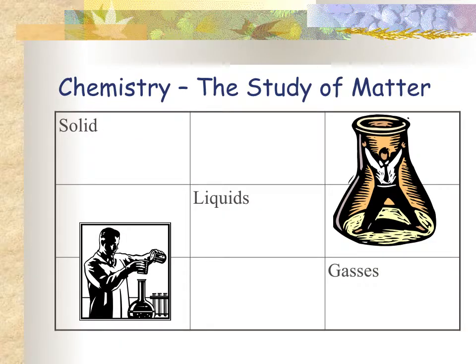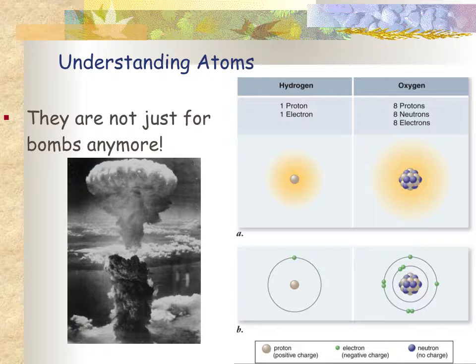So chemistry is the study of matter. Matter is any solid, liquid, or gas. Chemists focus on properties. They focus on the interactions between different types of materials. They focus on the nature of materials. Chemists have found that all materials can be broken down into small particles, and the smallest particles you can break things down into using chemical means are called atoms.